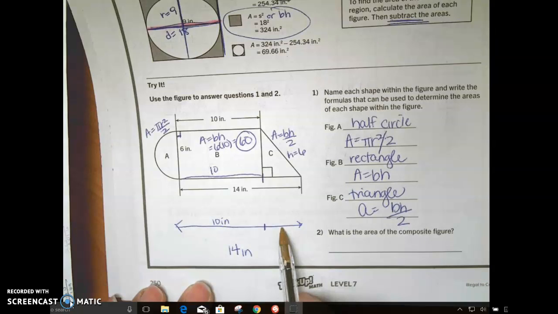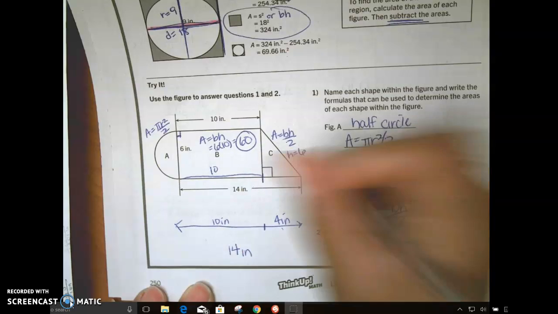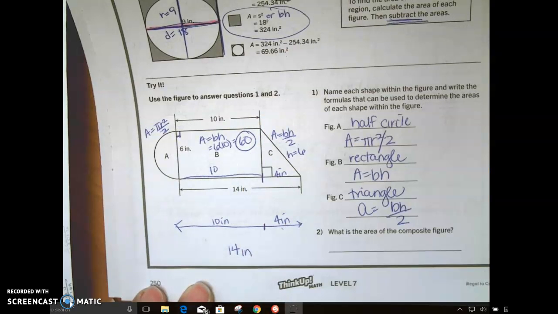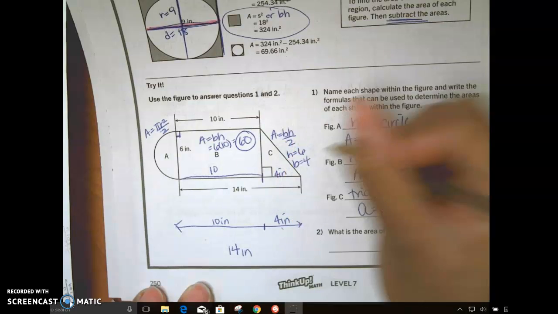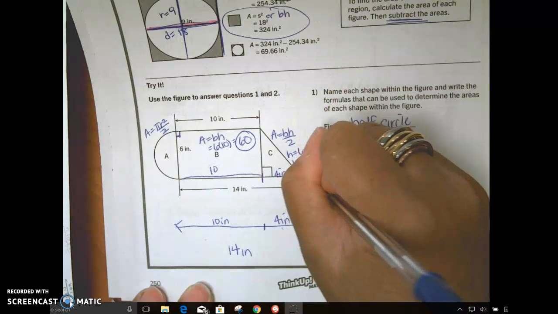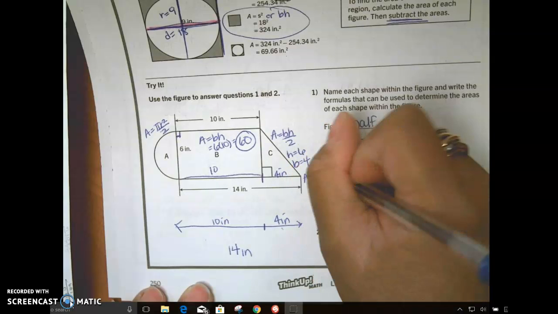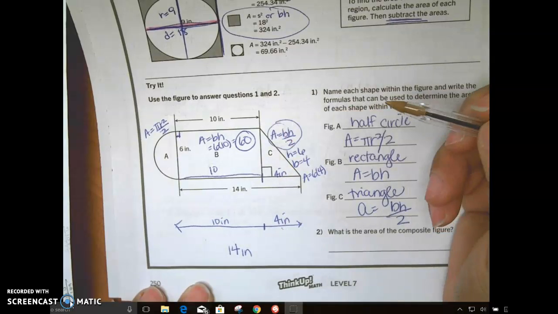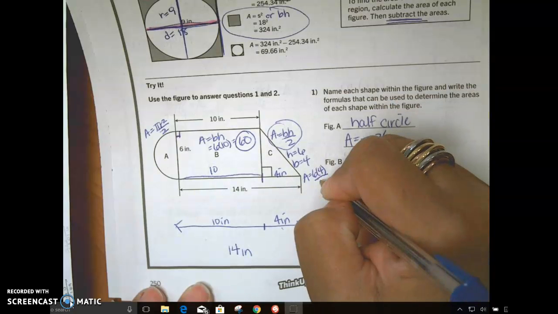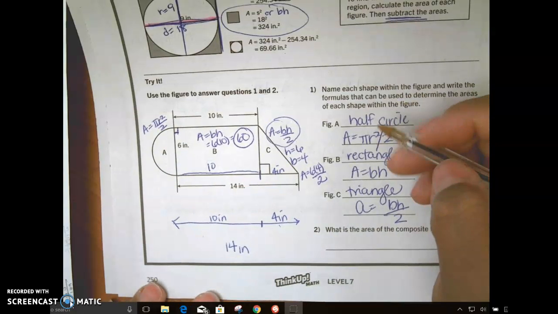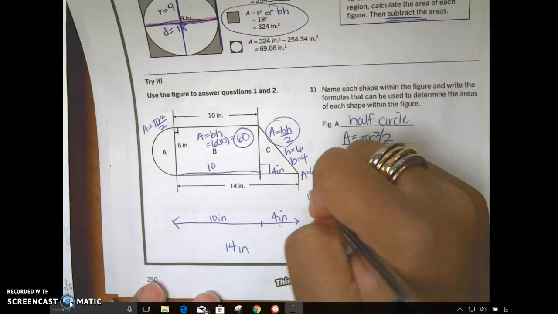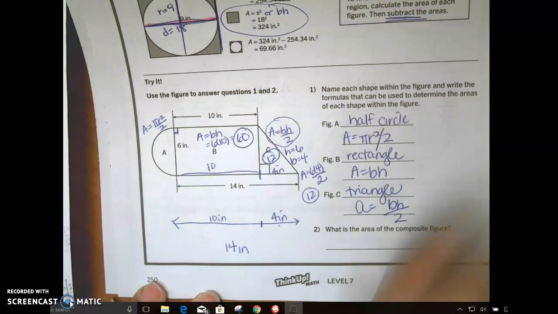Can this be 12? 4. Why 4? Because I'm cutting it off. So this is 4 inches long. So what is my base? Base is 4. Now I'm going to do 6 times 4 and then do what? Not add. Multiply. What does the formula tell me to do? Divide by 2. Good. 6 times 4 divided by 2. 12. 12 is this area.